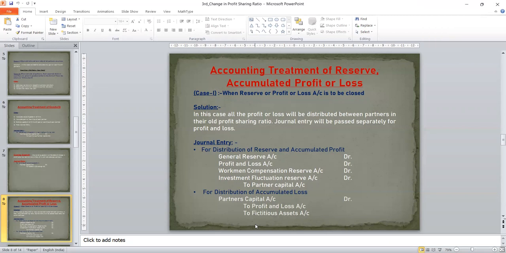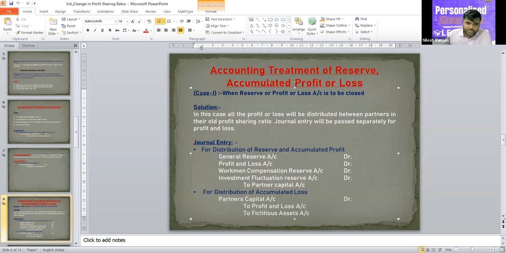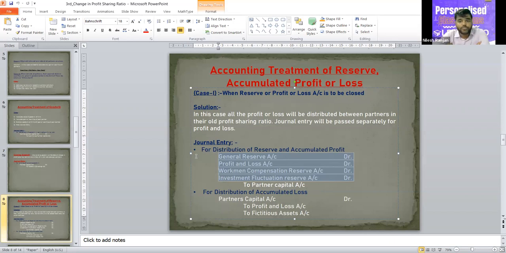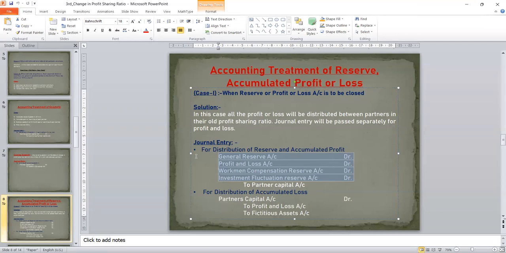You can see here there are different types of profit given: general reserve, profit and loss account, workmen compensation reserve account, investment fluctuation reserve account. These are types of reserve. So for distribution of reserve and accumulated profit, you will pass the journal entry: general reserve account debit, profit and loss account debit, workmen compensation reserve account debit, investment fluctuation reserve account debit, to partners' capital account. So you will add all these items of profit and then distribute it in the old ratio. And you will do the same calculation for distribution of loss also.